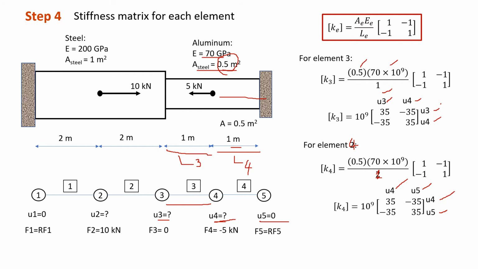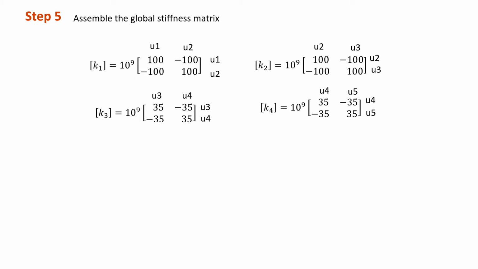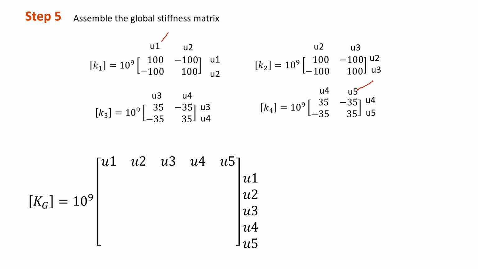So next, once we have the stiffness matrix for each element, now we can use it to form the global stiffness matrix for the whole structure. Note that in our case, we have 5 nodes from U1 until U5. Then the size of the global matrix should be 5 times 5, as each node represents its own column and row. So we have 5 columns and 5 rows.